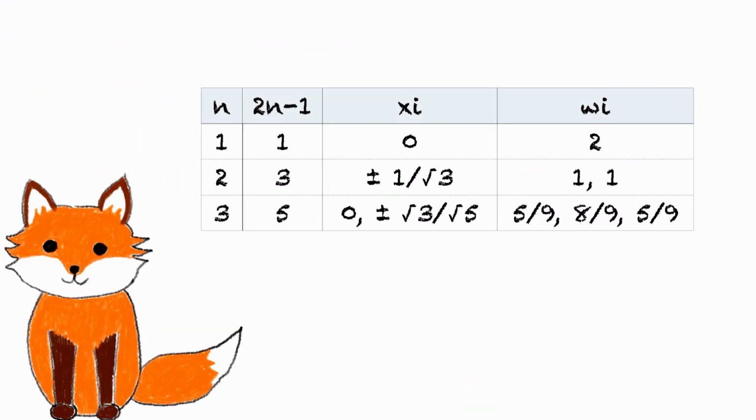For n equals 1, we find that x1 equals 0 and omega1 equals 2. For n equals 2, we arrive at the familiar xi and omega i, and for n equals 3, with the resulting order of 5, we find the weights and support points as seen in the table. Note here the previously mentioned symmetry of the weights and support points.